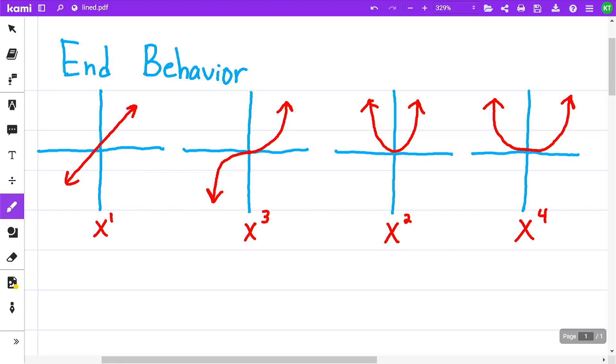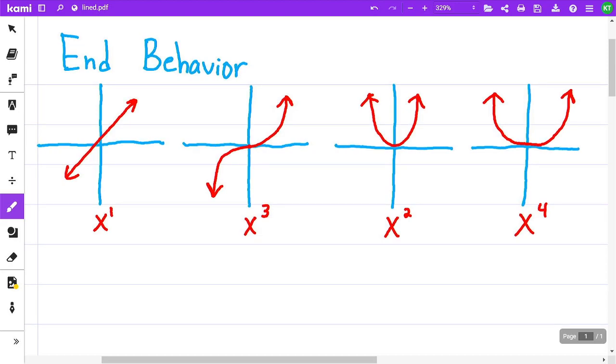So I've broken it apart here into x to the power of 1, x to the power of 3, and then x to the power of 2 and x to the power of 4. And so I kind of group these by degrees that are odd and degrees that are even. And we'll see the similarities between the two here.